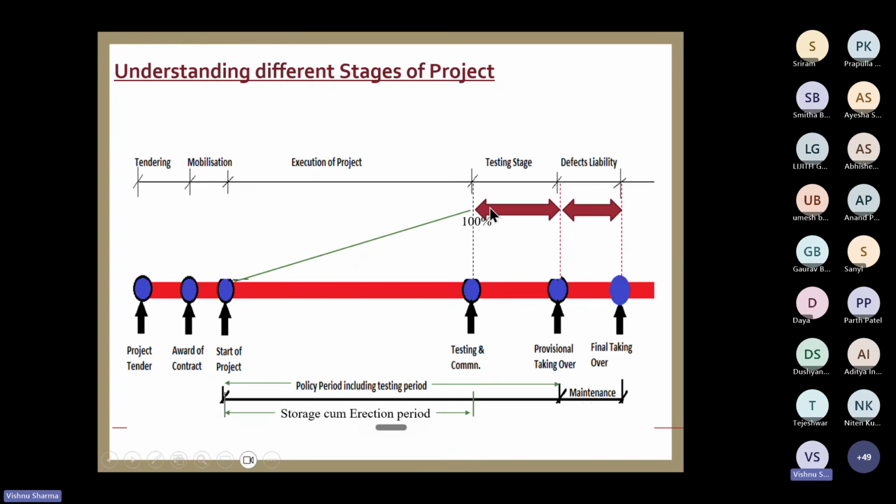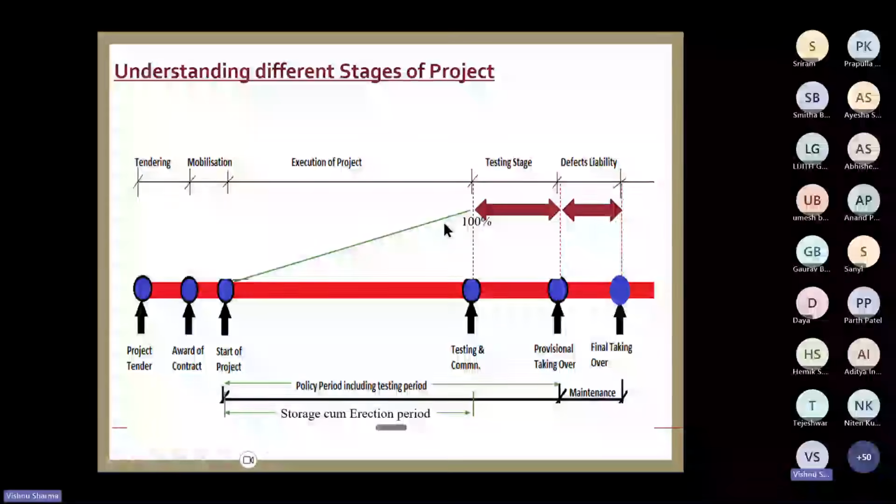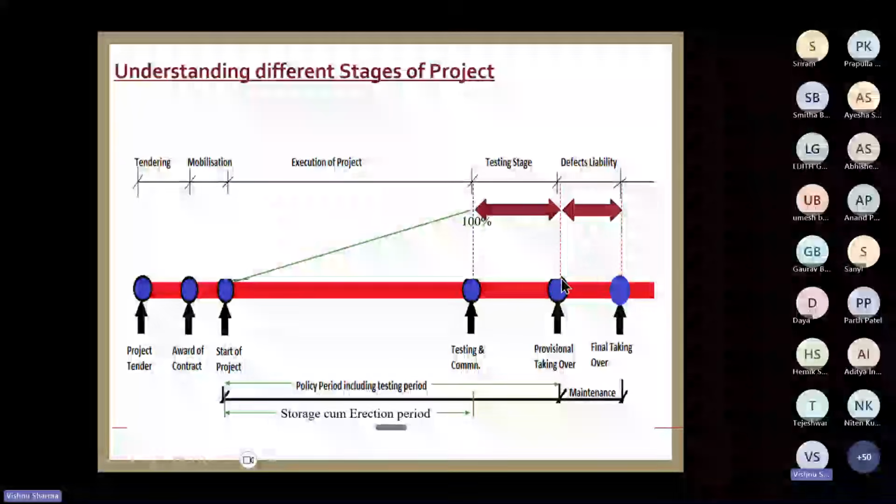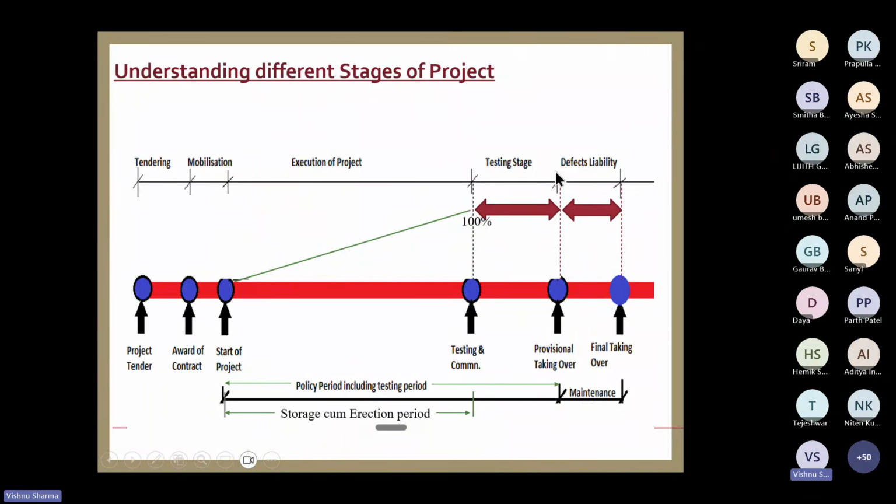So the testing phase starts from this point onwards. But still your erection policy is continuing, because the erection policy covers your erection stage as well as the testing phase. So it continues, and once the testing is completed, at this stage the contractor declares, my dear sir, the testing is successfully completed and the plant is running, it has achieved the full production capacity of the plant. And at this stage, he will hand over, provisional handing over is done to the principal.